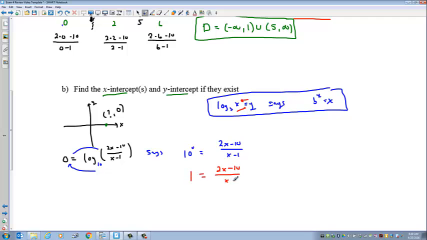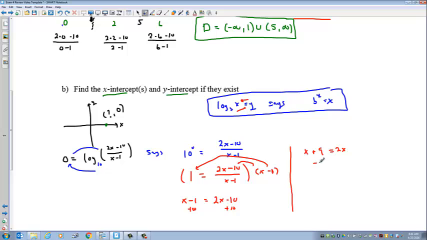over x minus 1. This is a rational equation, so to solve it, we clear denominators. So I'll multiply everything by x minus 1. And so when you multiply this side by x minus 1, you just get back x minus 1. And when you multiply this side by x minus 1, the x minus 1's cancel, and you get 2x minus 10. So now we have a linear equation. And so what we'll do is we'll add 10 to both sides, and we'll get x plus 9 on the left equal to 2x on the right. And then we'll subtract x from both sides. And we just get 9 equal to x.